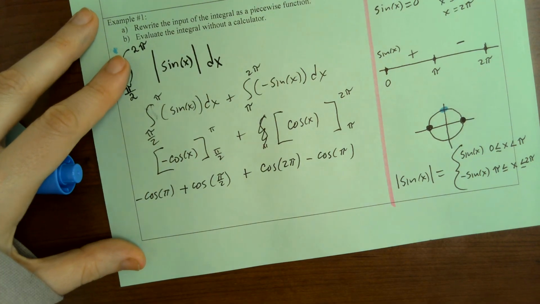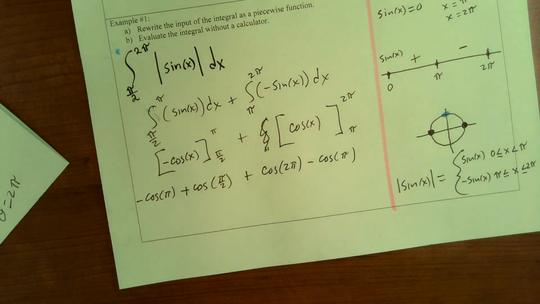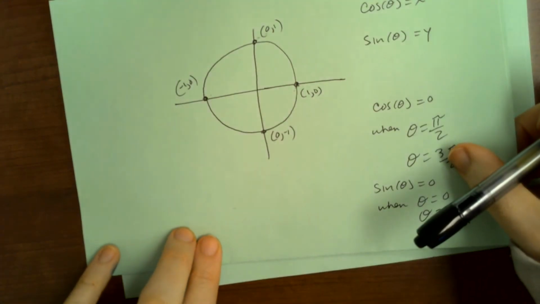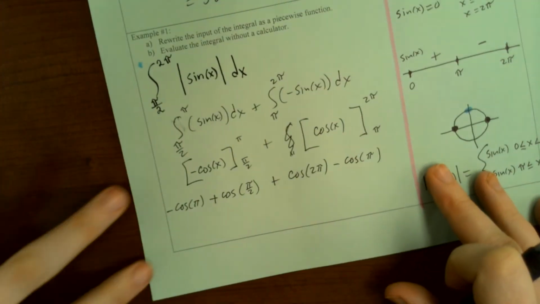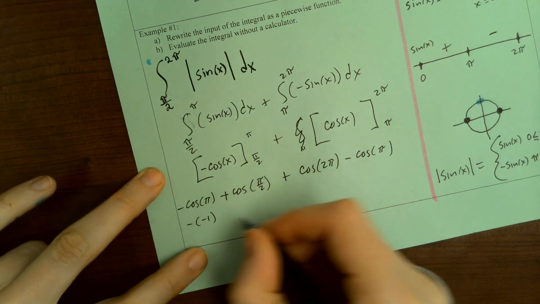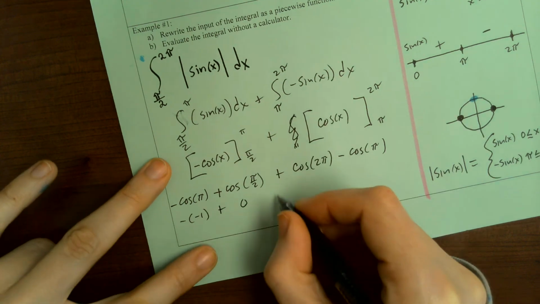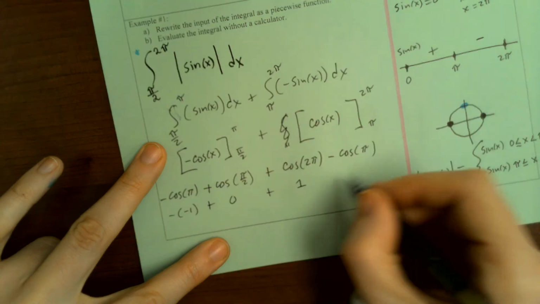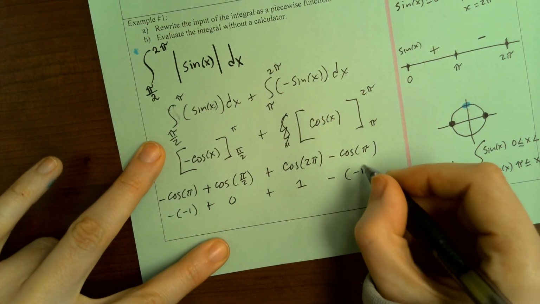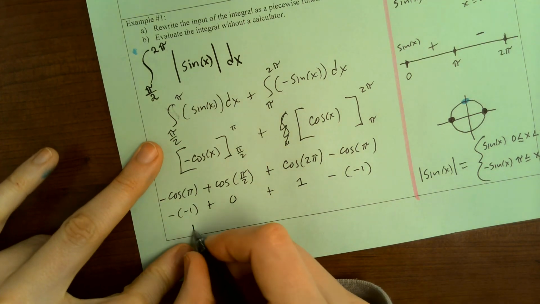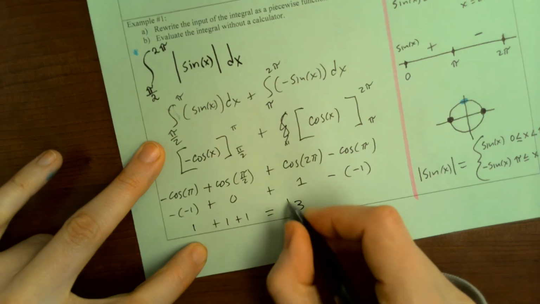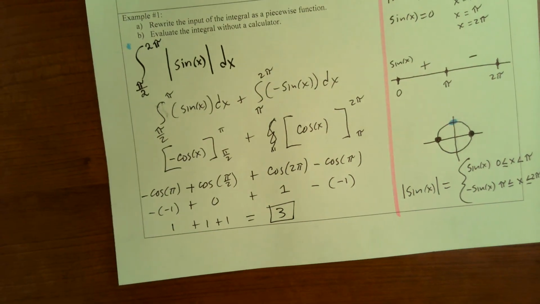All right. Now, guys, you've got to be thinking in terms of the unit circle right now. Cosine of pi is -1, so that's -1. Cosine of pi over 2 is 0. Cosine of 2 pi is +1. Cosine of pi is -1. So this is 1 plus 1 plus 1. That's 3.